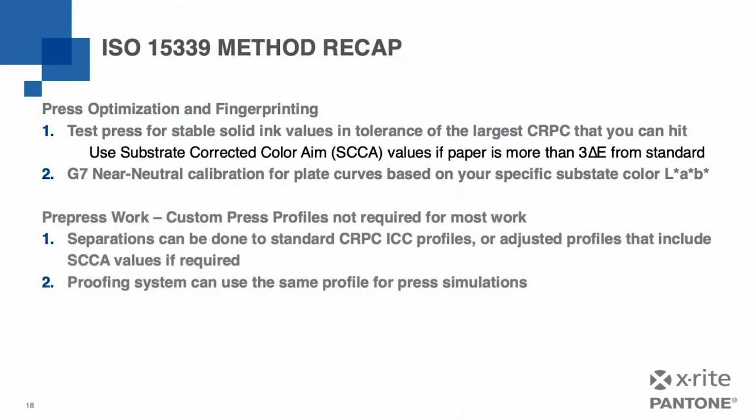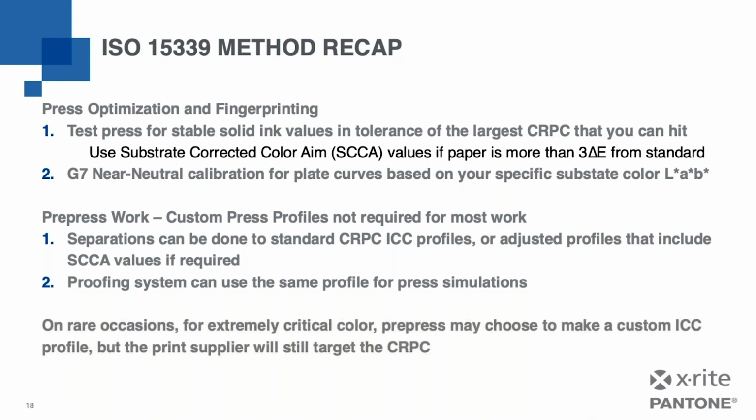Now for the prepress, you won't need to make a custom ICC profile. Separations can be made from standard CRPC ICC profiles or adjusted profiles that include the SCCA values if needed. And the proofing system can then use the same profile for its press simulations. Only on rare occasions for extremely color critical work, prepress may choose to make a custom ICC profile, but the print supplier will still target the CRPC.